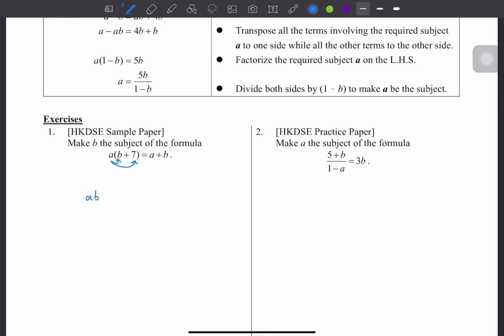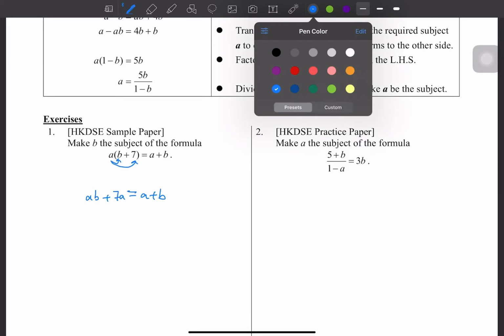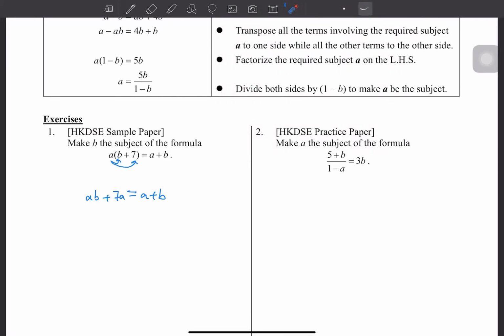So AB plus 7A is equal to A plus B. This is the first step. Remember, cancel all the bracket. Second step, highlight the subject of the formula. You need to rearrange all the terms related to the subject on one side.